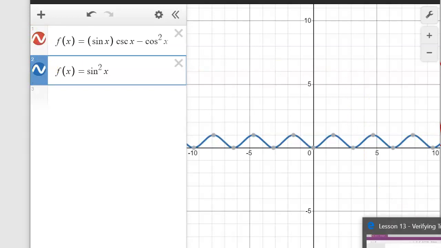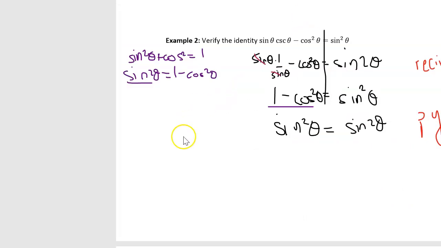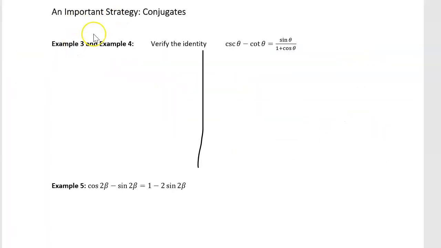And so this is an example of a verifiable true identity. And that makes sense because when we were working on it on our paper, we were getting that it worked. So let's continue with the next example. From now on, you want to check if the identity is verifiable before you get into your proof. So for example 3, we're going to sines and cosines, the left-hand side of the problem.